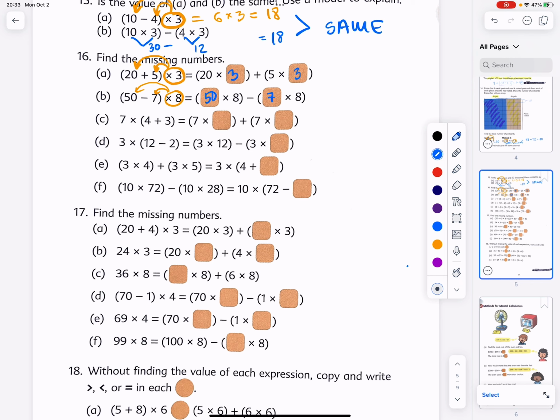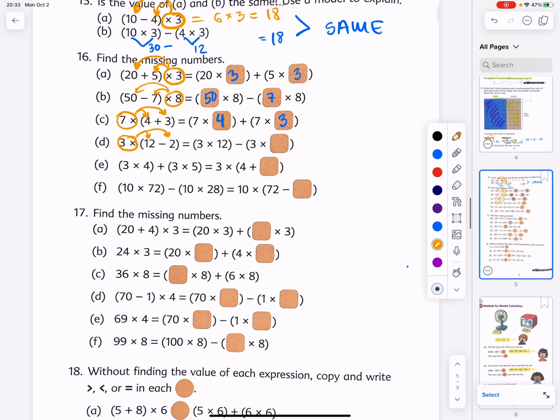Take a look at example C. 7 times the sum of 4 and 3. 7 here is a common factor for 4 and 3. 7 times 4 and 7 times 3. Take a look at one more example, D. 3 is a common factor for the difference of 12 and 2. Well, the difference of 12 and 2 is 10. It's the same as we take 12 3 times minus 2 taken 3 times. Take a look at example E.